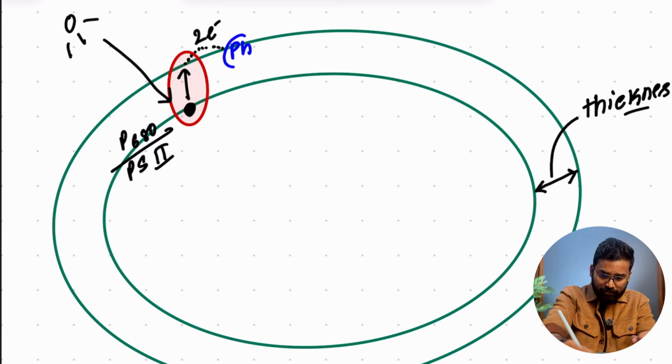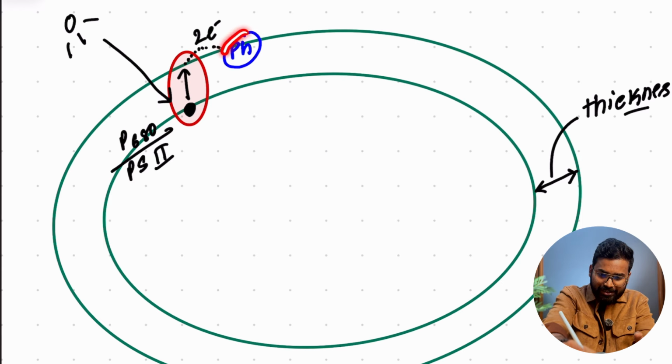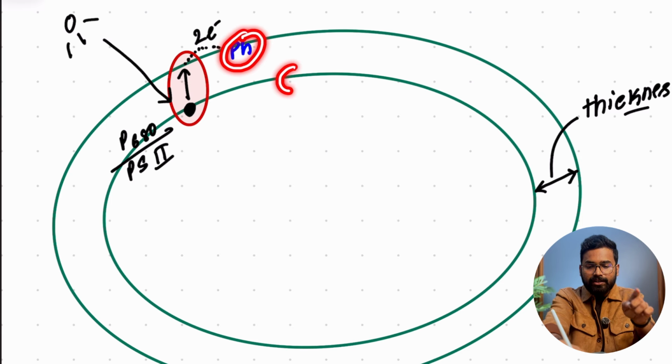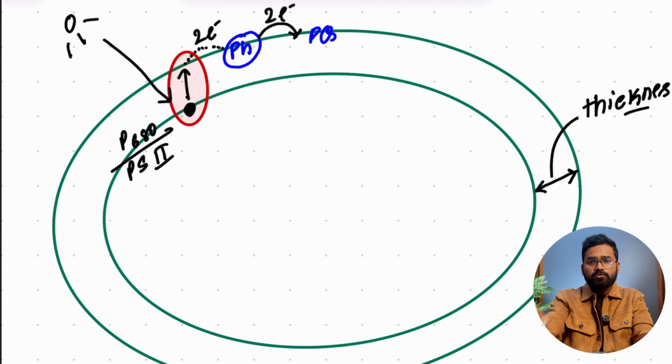Now look carefully where I have drawn pheophytin. This pheophytin is on the outer side of the membrane. This is the inner side and that one is the outer side. So this pheophytin is definitely located on the outer side of the membrane. If I say inner side of the membrane, it should be present somewhere around here. Now this pheophytin transfers its electron to plastoquinone, PQ. So this carrier here is called plastoquinone.